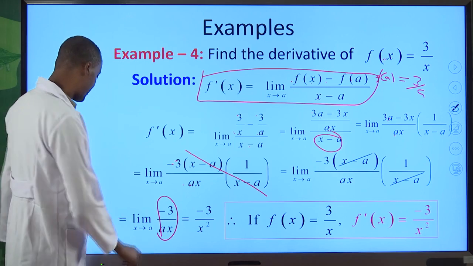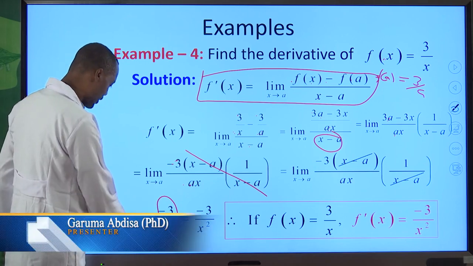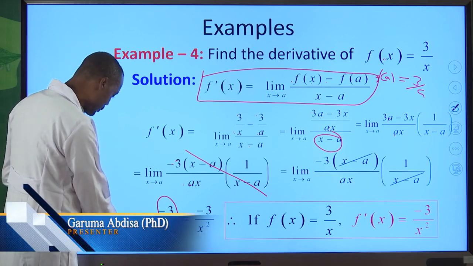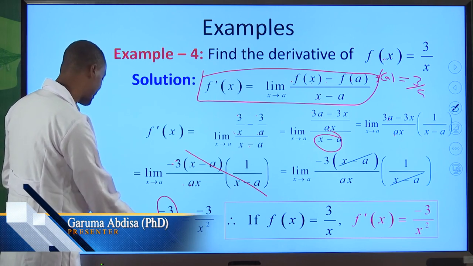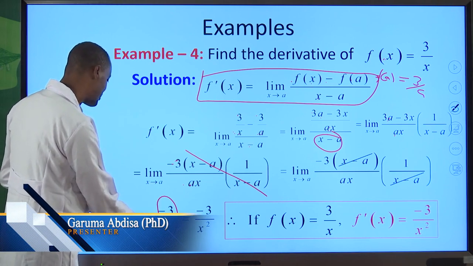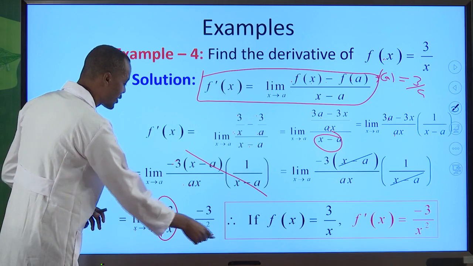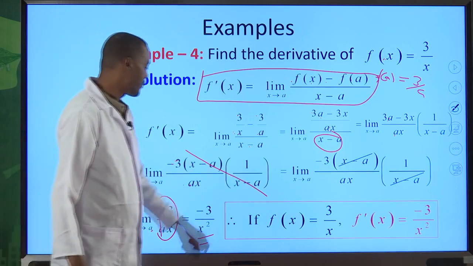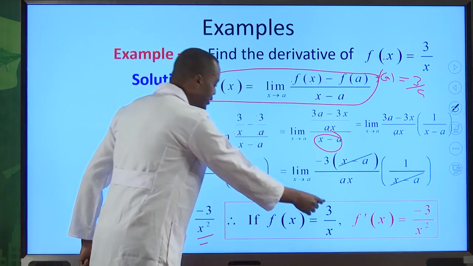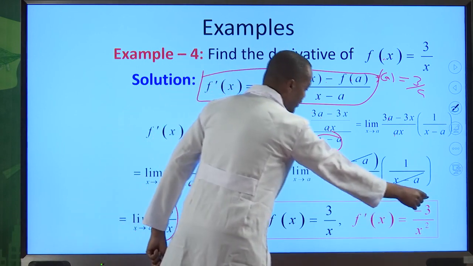So the limit as x approaches a of minus 3 over ax, because x is now approaching a, I will replace my a by x, minus 3 over x times x, that is x squared. So minus 3 over x squared is the answer. So if you are given this kind of function, its derivative is minus 3 over x squared.